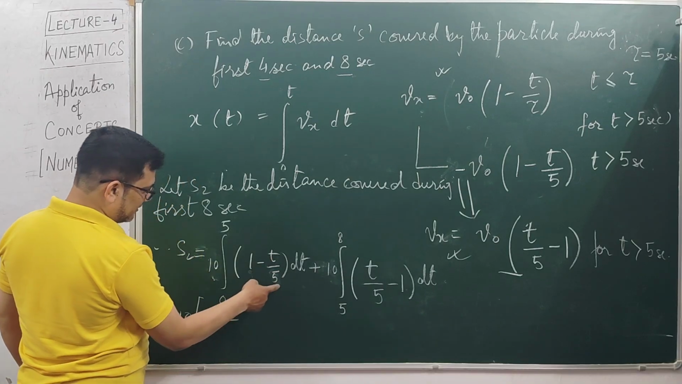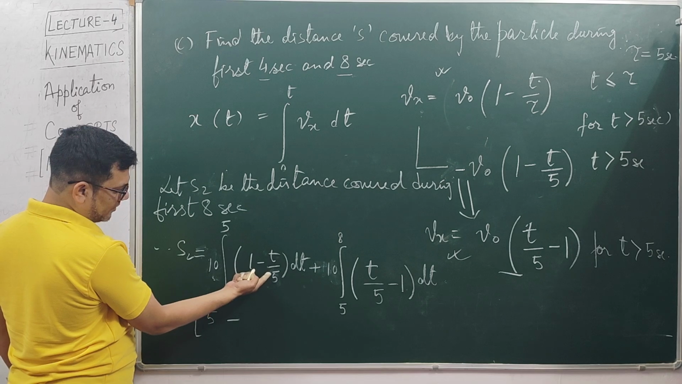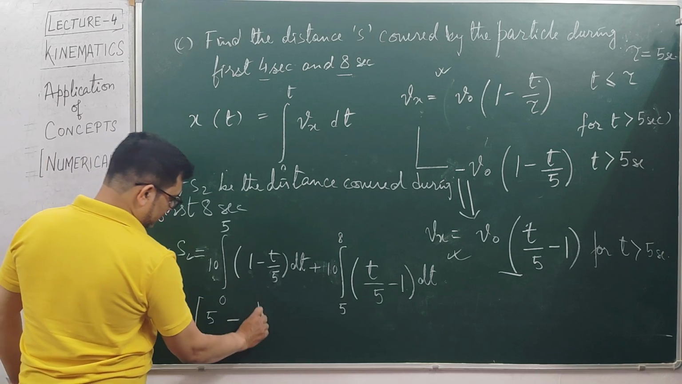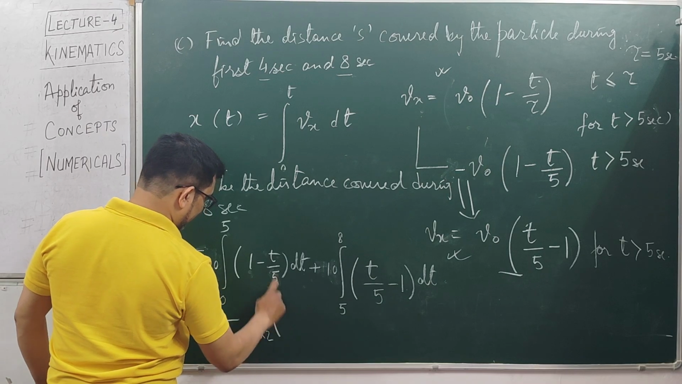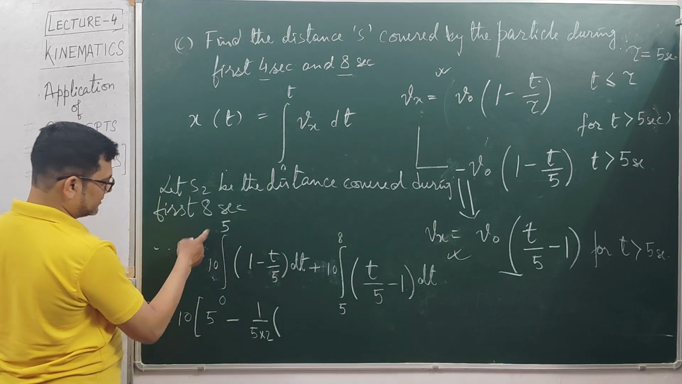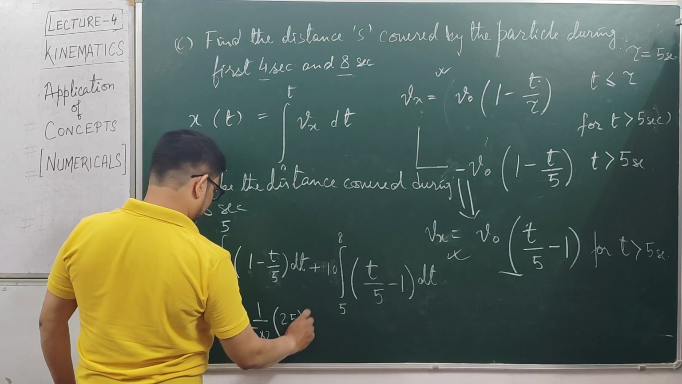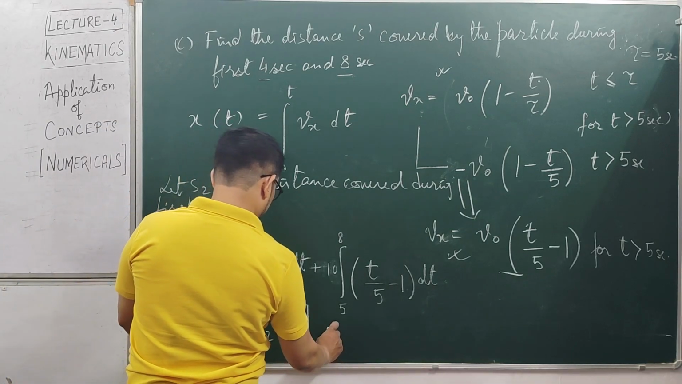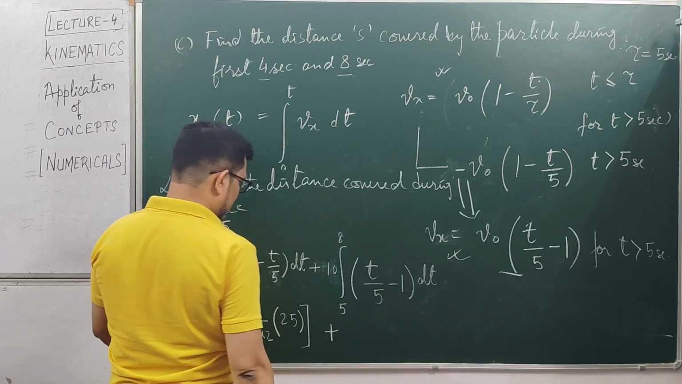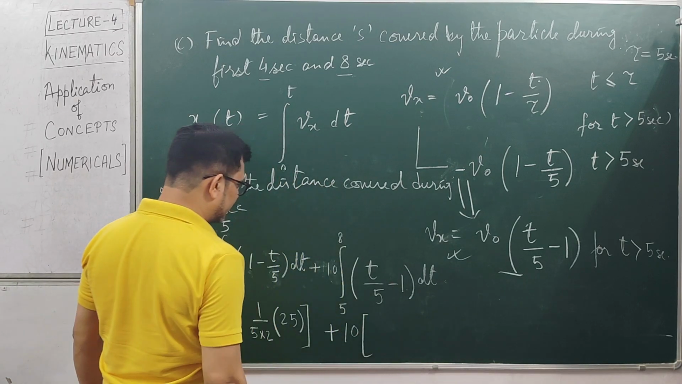Now t by 5, if you integrate this, it's going to be t squared by 2. 1 by 5 is already there, so it's going to be 1 by 5 times 2 would be out, and in the bracket it will be t squared. So here it's going to be 25. Well, this is what we get for the first one, and 10 is out. Okay, plus here 10 is again out, so let's put it out, put a square bracket.